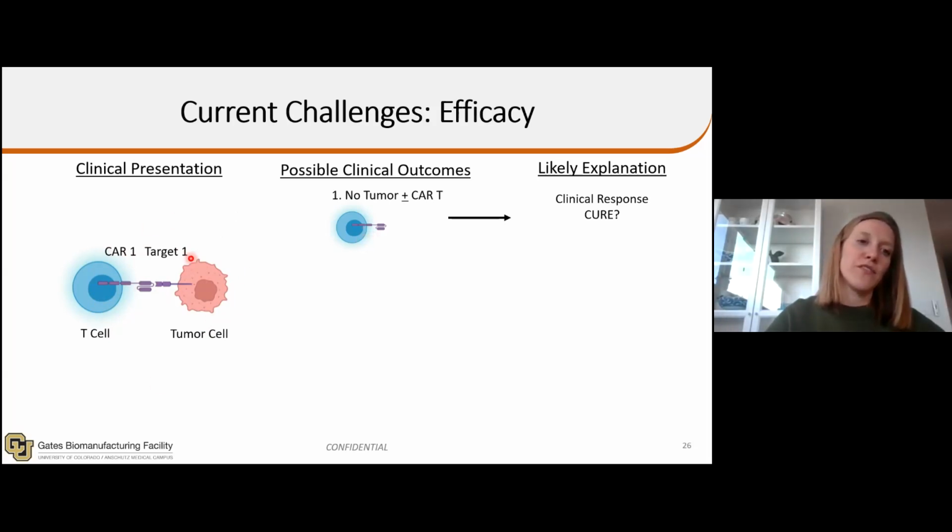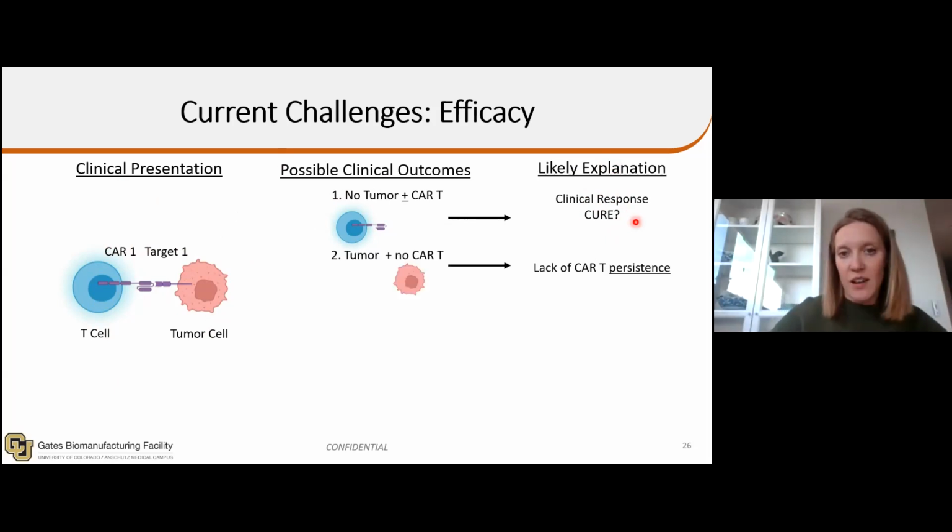Let's say this is how the patient presents, and you give them the CAR T cell. And then you come back after some amount of time and you look, here you're looking in the blood. And here you see a CAR T cell, but you see no tumor. So what does that mean? It means you've got a clinical response. Your CAR T cell got rid of your tumor, and over a long enough amount of time, you can call that a cure. Another possible clinical outcome is that you would have only tumor and you wouldn't have any CAR.